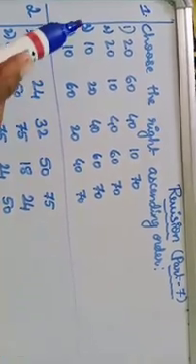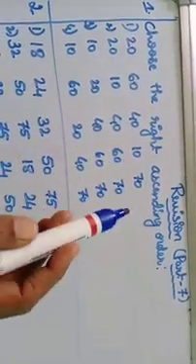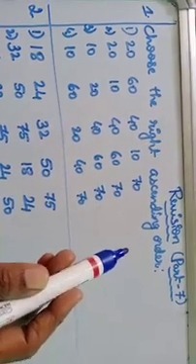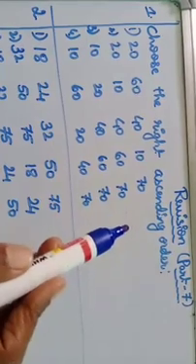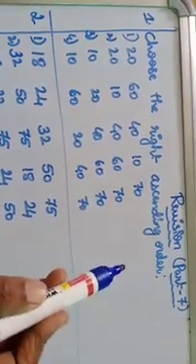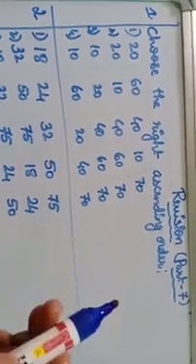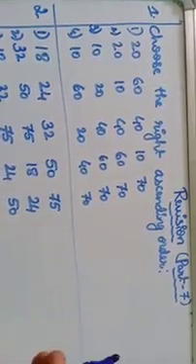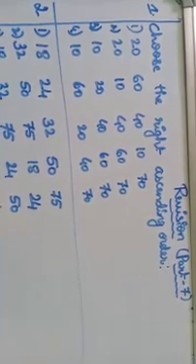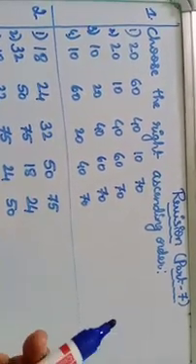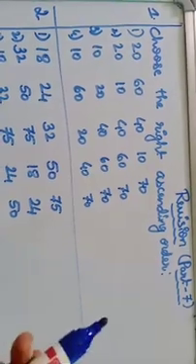So in this revision, we are going to find out the ascending order. Choose the right ascending order. You all know what is the ascending order, children? Arrangement of numbers from smaller to greater. From small number to great number, we have to arrange them in order. So that we call ascending order. Arrangement of numbers from smaller to greater is called ascending order.